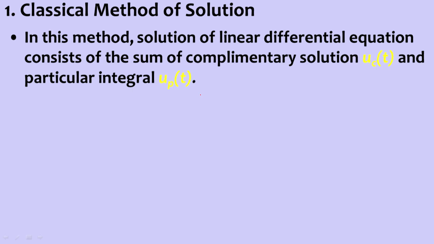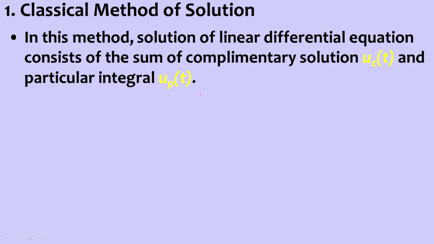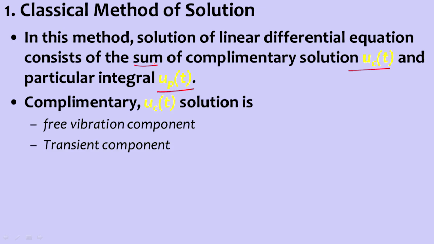Let us discuss the classical method of solution. In this method, we have a differential equation, and the solution of a differential equation will have two components. One is called the complementary function, u complementary, which is a function of time, and the second one is u particular, which is also a function of time. The sum of these two, the complementary solution and the particular integral, will give us the total solution.